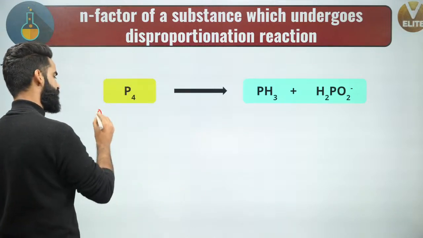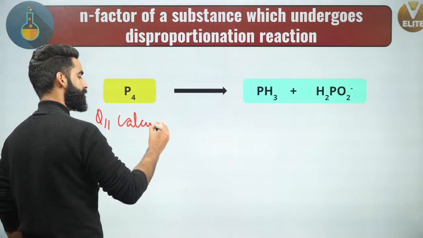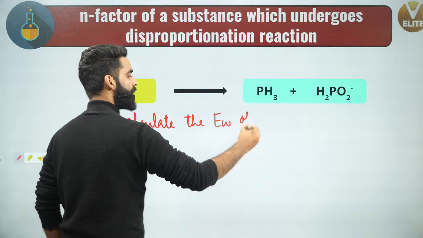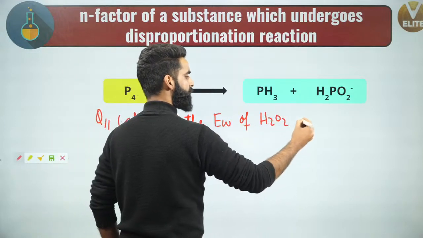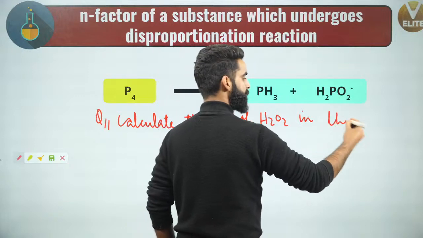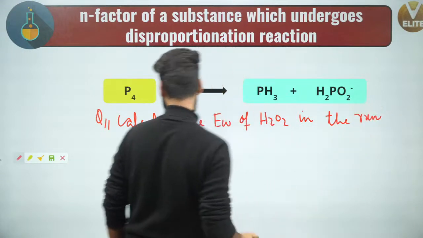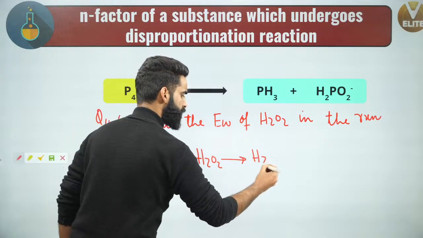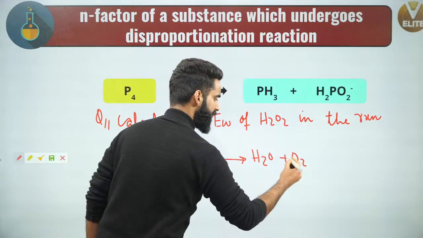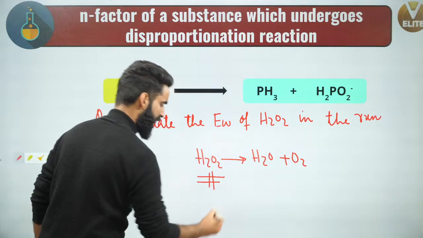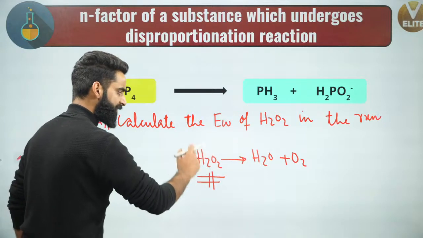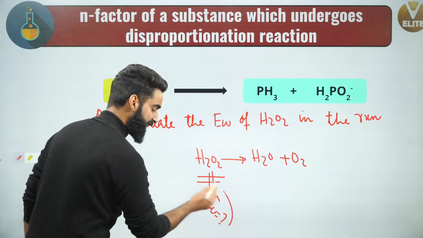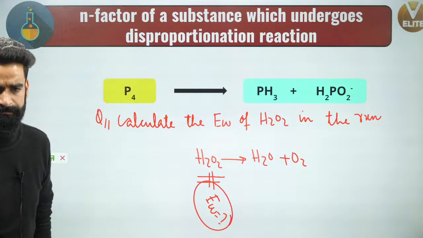The question is like this: calculate the equivalent mass of H2O2, hydrogen peroxide, in the following reaction. The reaction is H2O2 gives H2O plus O2. Let me know the equivalent mass of this H2O2. Simple, calculate its N factor, divide its molar mass by the N factor, and let me know its equivalent mass in the comment box once the session ends, okay?